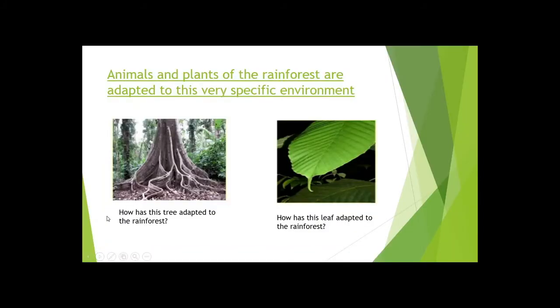Okay, so I've got two images for you. Animals and plants of the rainforest have adapted to this in a very specific environment. The two images I've got is I've got a tree trunk and I've got a leaf. I'd like you to look at both images yourself and have a little think to yourself, how is this leaf adapted to the rainforest and how is this tree adapted to the rainforest? Pause the video to have a little think, resume when you're ready to discuss.